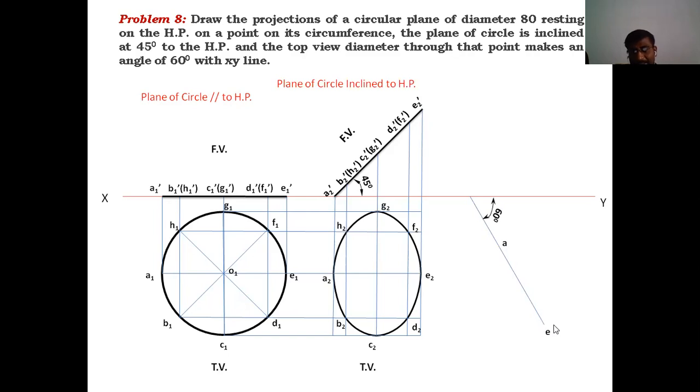Like that, you have to locate the E point and draw the perpendicular to this 60 degrees line, which indicates the longer diameter. This is the longer diameter of the ellipse. Locate the end points of that longer diagonal as C and G. After getting A, E, C, G, the remaining points will be obtained like this.